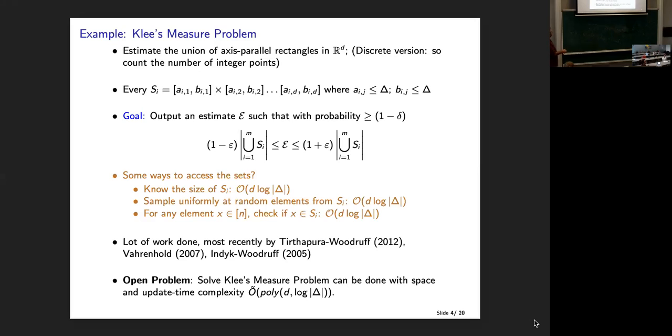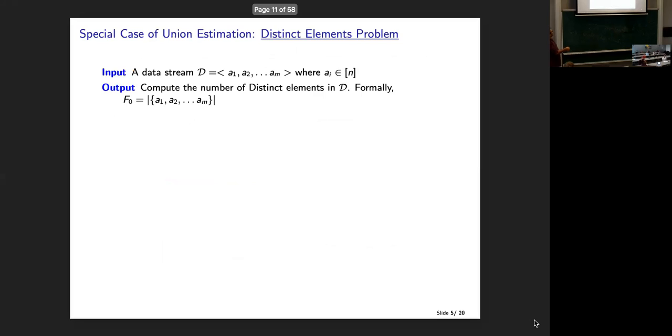Good. So I will come back to this Klee's measure problem later on. Instead, I will go back to this distinct elements problem, which is a much simpler one. There is no issue about accessing and all that. Now, this problem is clear, right? You have a stream of points and you want to look at the number of distinct elements in it. I think most of you have probably seen this problem, because it's a very popular problem to look at, although a very complicated solution exists.